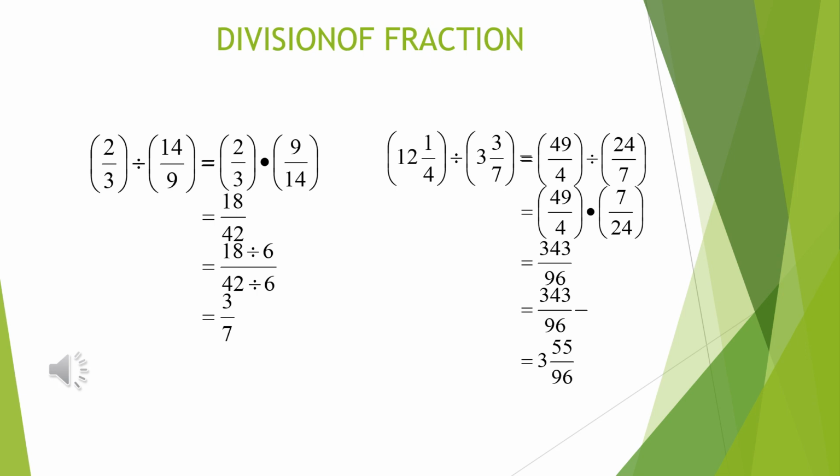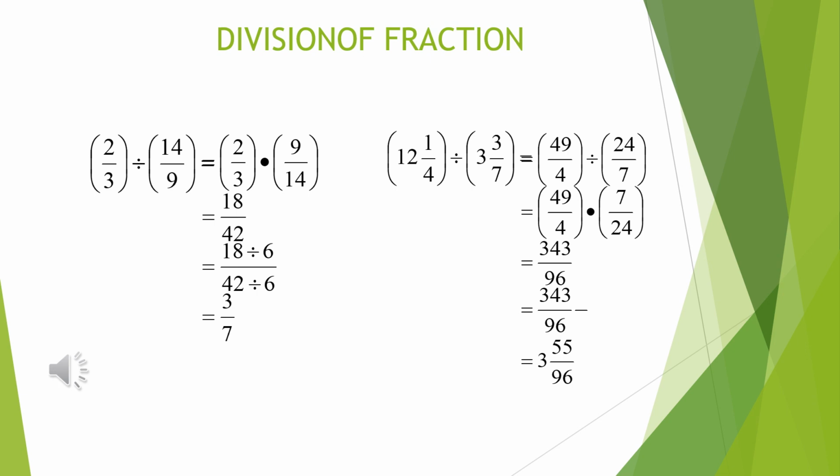We are now in the division of fraction. How do we divide fraction? In dividing fraction, invert the divisor and proceed to the process of multiplication. So we have 2 over 3. Our divisor is 14 over 9. We will get the reciprocal of our divisor, which is 9 over 14. So 2 over 3 times 9 over 14. And proceed to the process of multiplication.